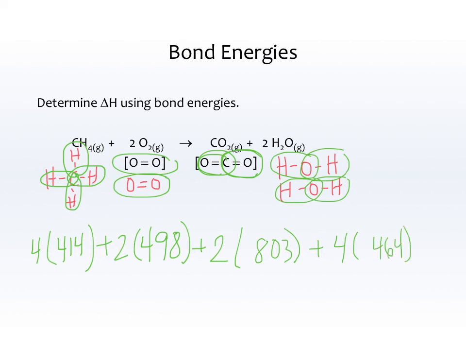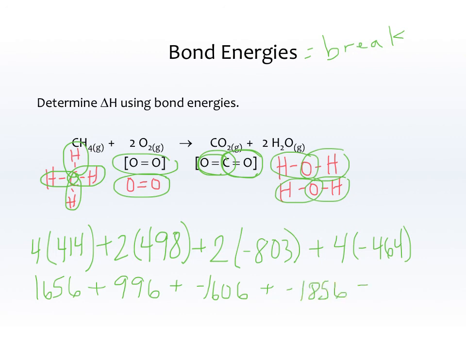Now what you have to keep in mind about bond energies is that they're the energy required to break bonds. So products are not being broken. Products are being formed. Products need to have their sign flipped. But other than that, it becomes a giant addition problem. 4 times 414 is 1656. 2 times 498 is 996. 2 times negative 803 is negative 1606. And 4 times negative 464 is negative 1856.